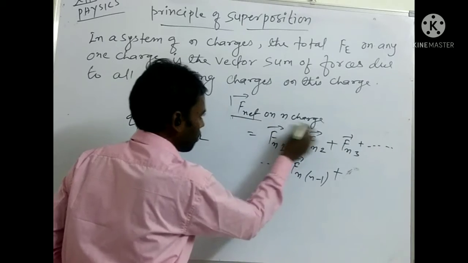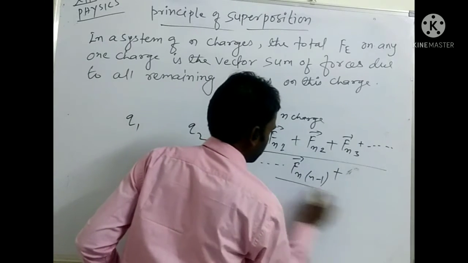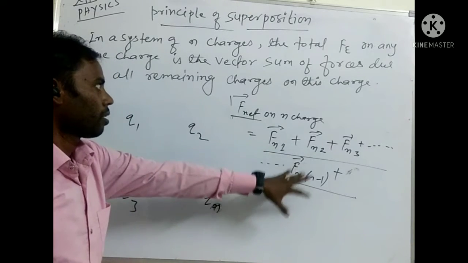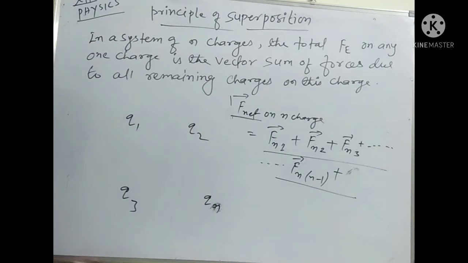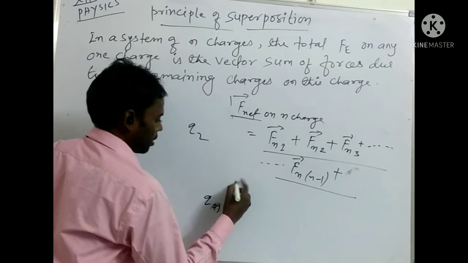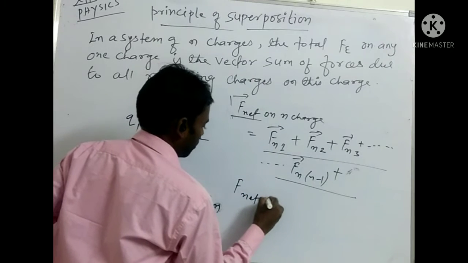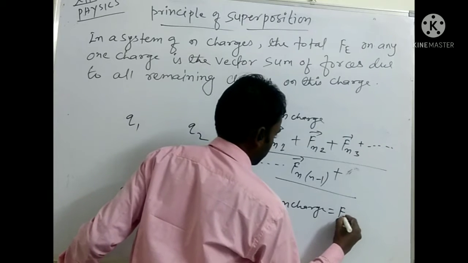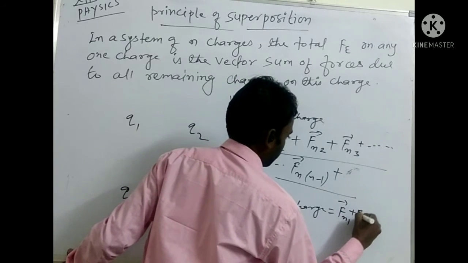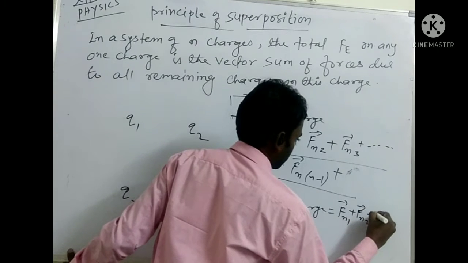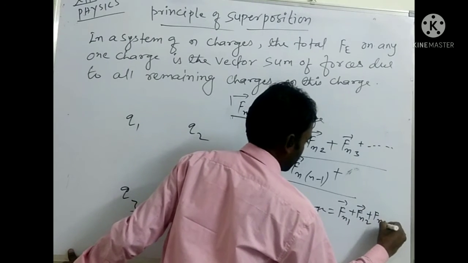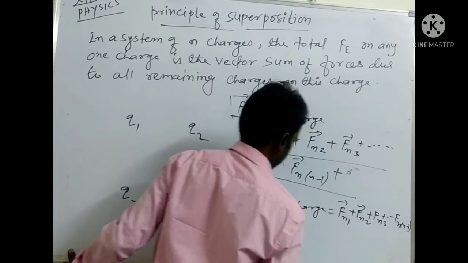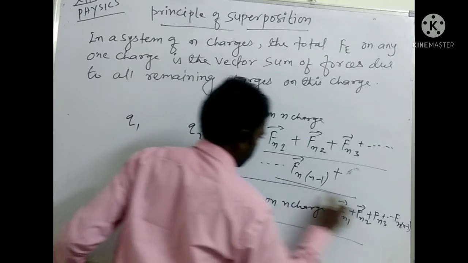Net force on the nth charge equals this one, okay? The vector sum of forces due to all remaining charges. This is our final expression. We can write it like this: net force on the nth charge equals F n1 plus F n2 plus F n3 plus, finally, F n(n minus 1). This is our principle of superposition.